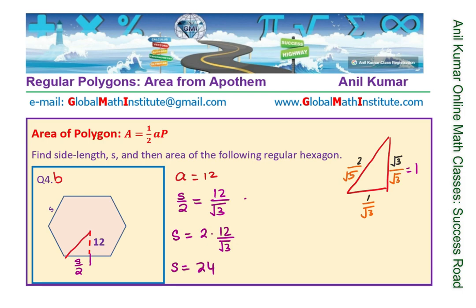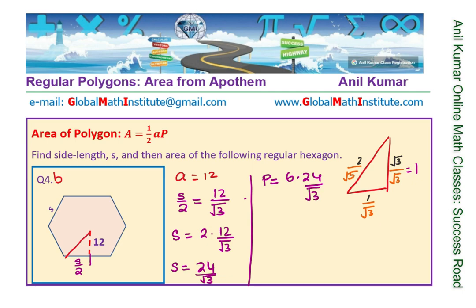24 over square root 3. Correct? So that becomes the side length now. We can now find the perimeter. Perimeter is equal to 6 times 24 over square root 3.